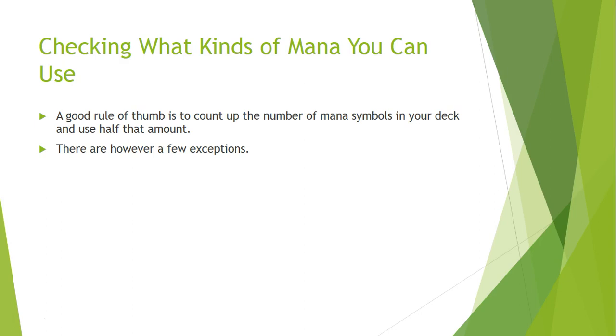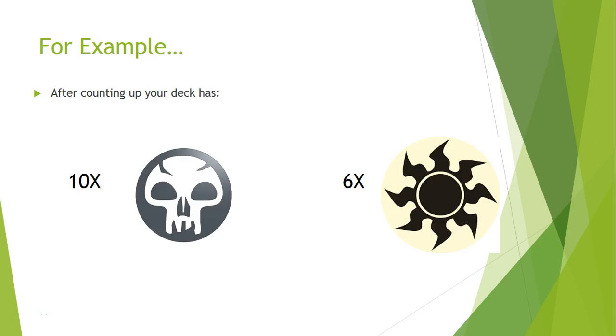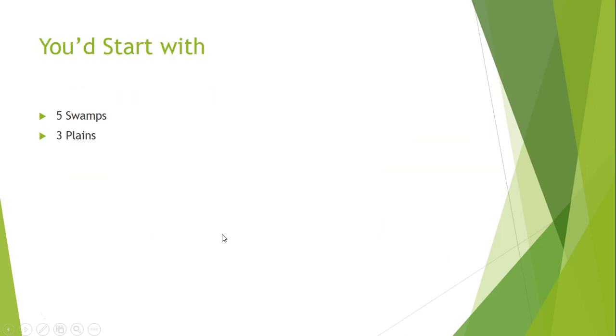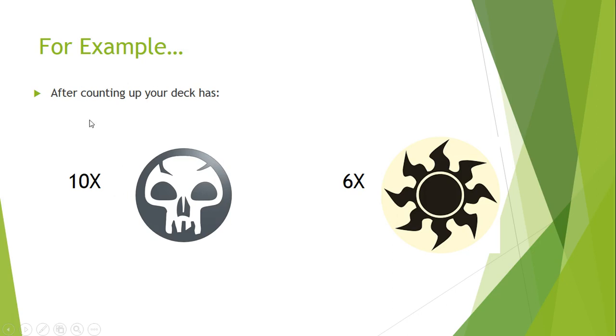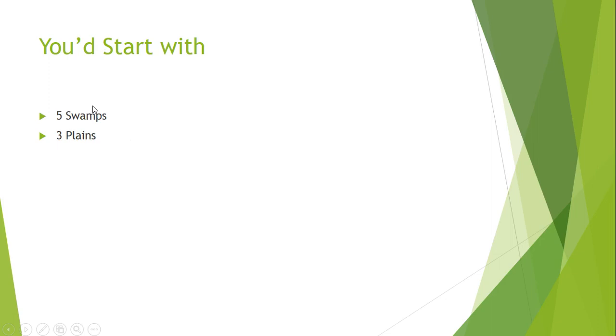So for example, if your deck had 16 cards in it, and if your deck had about 20 black symbols and 6 white symbols, you'd want about 5 swamps and 3 plains. So you can see what we did. If your deck had cards totaling up 10 black mana symbols and cards totaling up 6 white mana symbols, you just take those two numbers, divide them in half, and that's about what you want. 5 swamps, 3 plains. It's super simple.